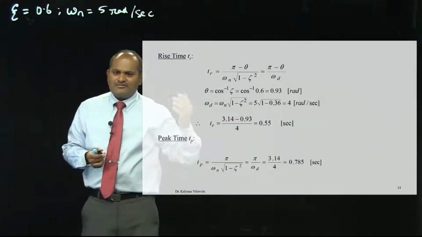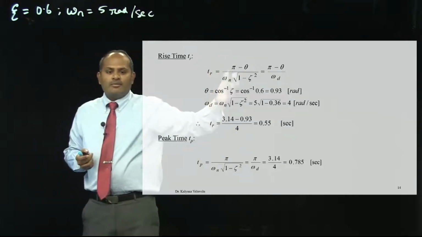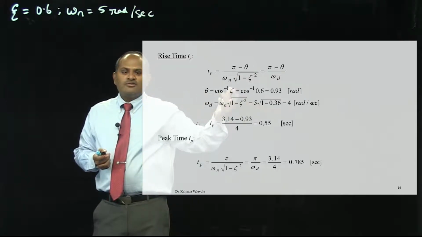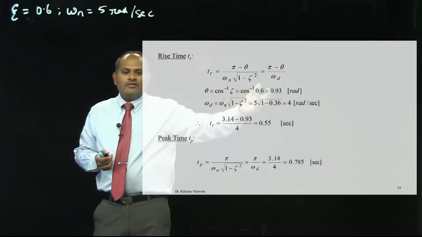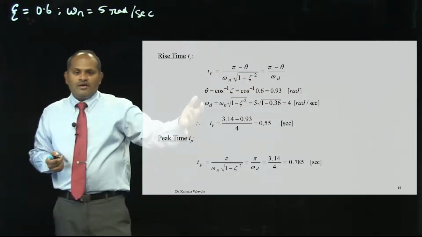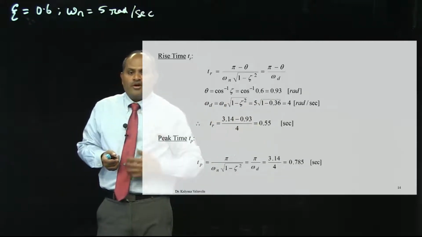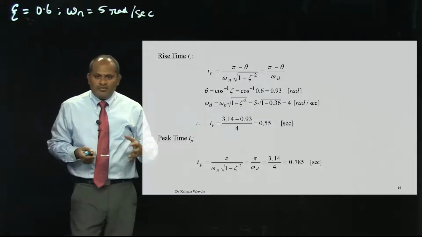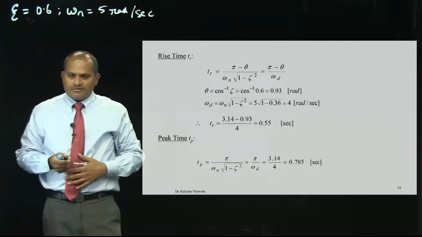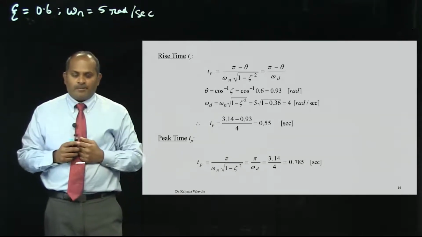Rise time, let us start with the rise time. Rise time is given by pi minus theta by omega d, where omega d is omega n into square root of 1 minus eta square. Cos theta is eta, so theta is equal to cos inverse of eta, you get 0.93, use radians, okay, not degrees, radians. Omega d is omega n into root of 1 minus eta square, you get the value, and you can get the expression for rise time. Simple, just substitute eta and omega n and then you have everything. These two define the second order systems. Once you know eta and omega n, you know everything about the system.